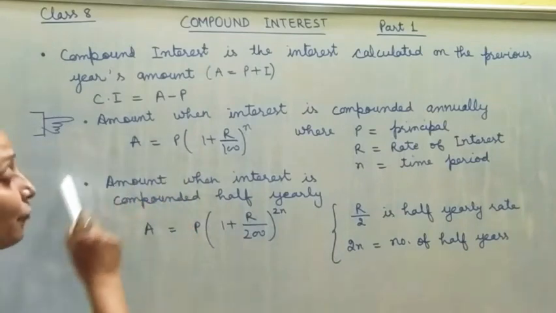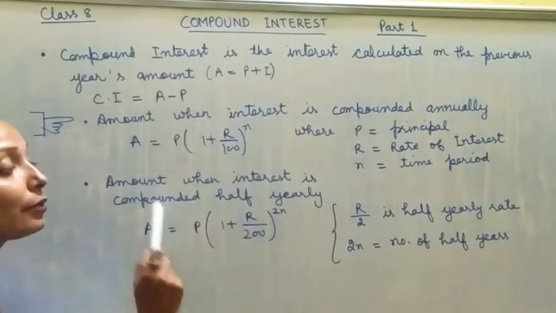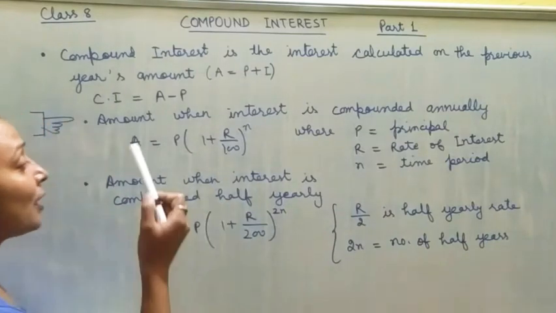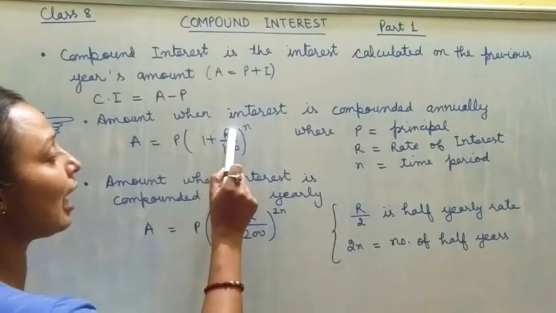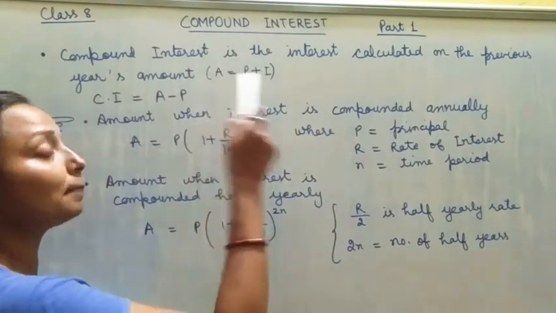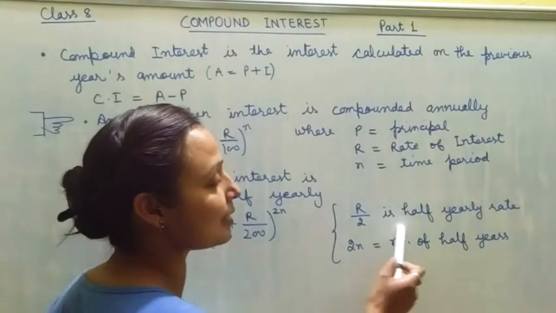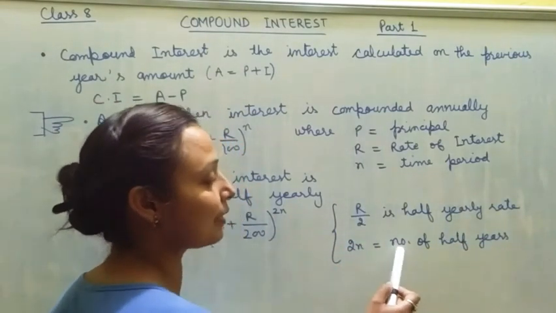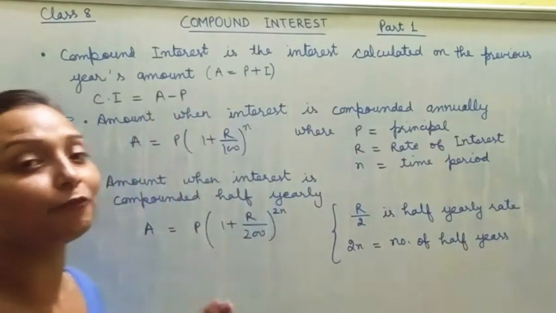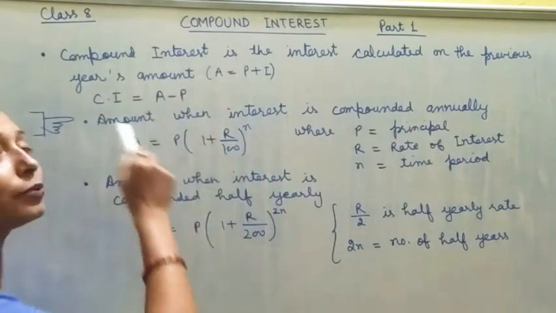period. And if you want to find the amount when the interest is compounded half yearly, what will happen in the formula? There is a change in the formula. R is divided by 2, that becomes 200, and time becomes twice, that is 2n. That means R by 2 is the half yearly rate and 2n is the number of half years. Okay, so these are the two formulas for finding the amount. By using the amount, I will find the compound interest.